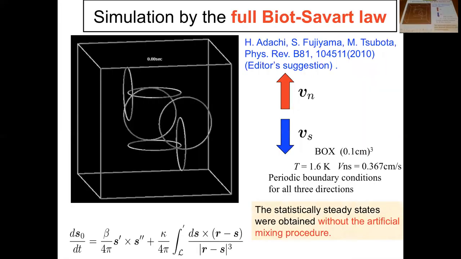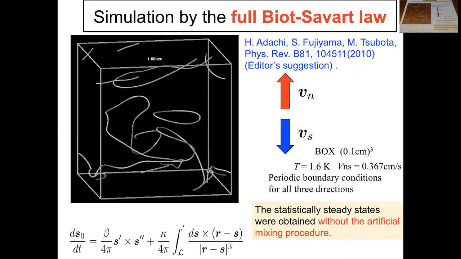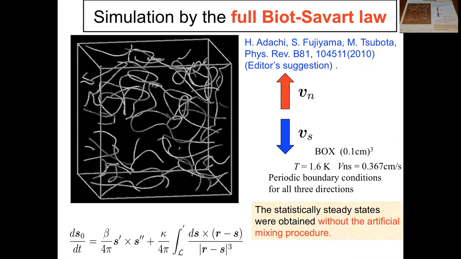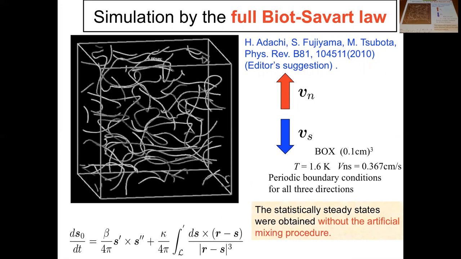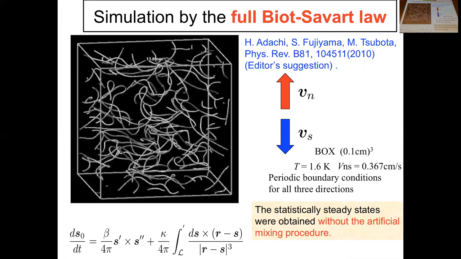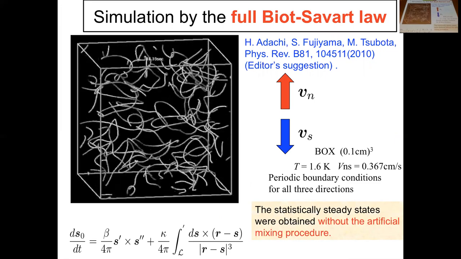However, in 2010, our group made a simulation by the Biot-Savart law. Starting from six vortex rings, with a periodic boundary condition in all three directions, such a tangle developed like this. So a statistical steady state was obtained without the artificial mixing procedure.